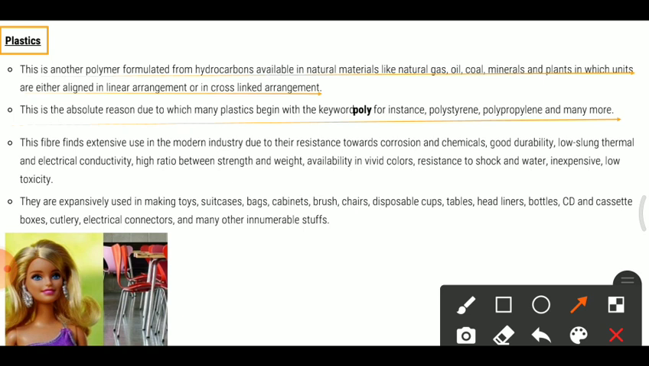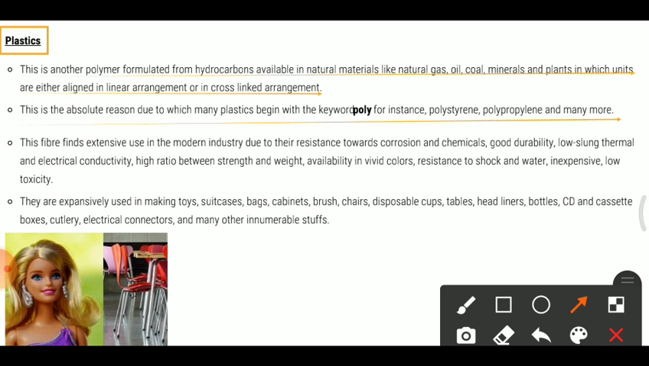polypropylene and many more. In polystyrene, the monomer unit or single unit is styrene. In polypropylene, the single unit is propylene. Another example we can include here is polyethylene. Polyethylene means poly plus ethene, an example of plastic in which the monomer unit or single unit is ethene. It is used for making commonly used polythene bags.